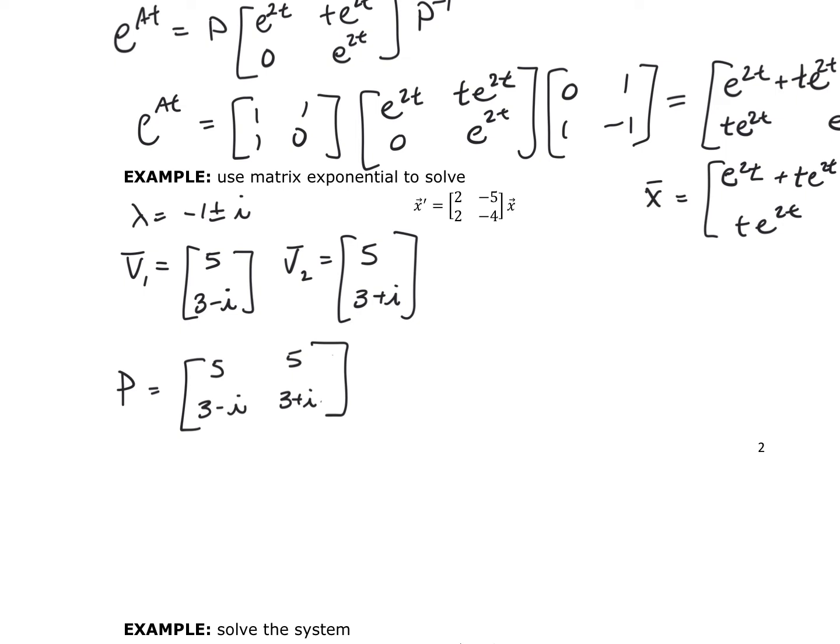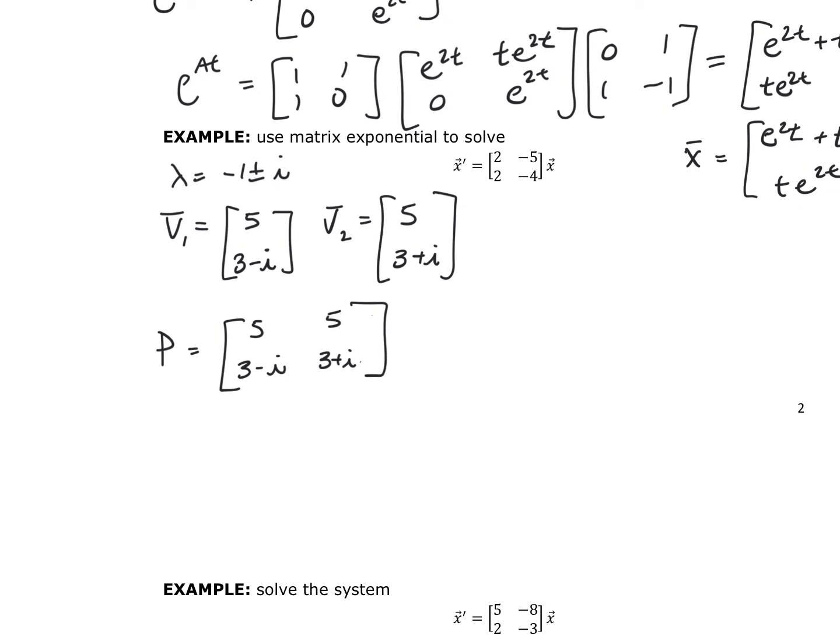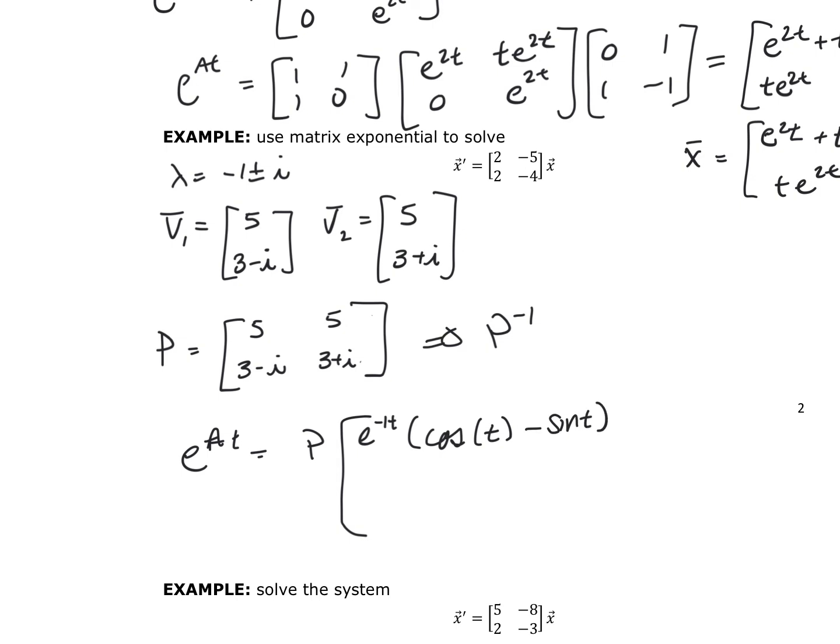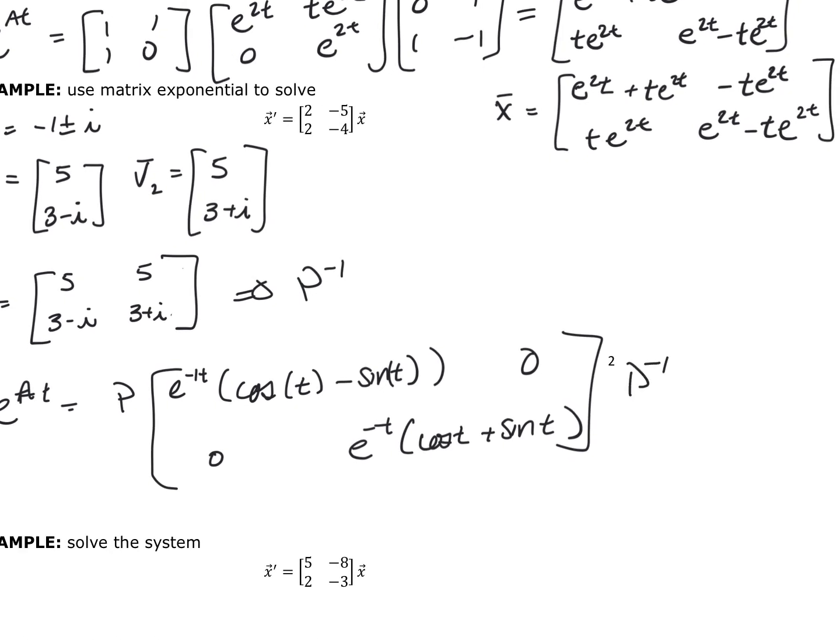Now on this, my middle matrix, when we do e to the at, this will be P, which we have here. We still need to find the P inverse. I'll let you do that. And then this matrix, as we know, will be the real part, so e to the real part, which is -t. And then it'll be the cosine of beta, which was 1, so just t, minus the sine of t. And then we have 0 in this position, 0 in this position, e to the -t, cosine of t, because my beta is 1, plus the sine of t, because my beta is 1, multiplied by P inverse. And I'll let you do the multiplication.